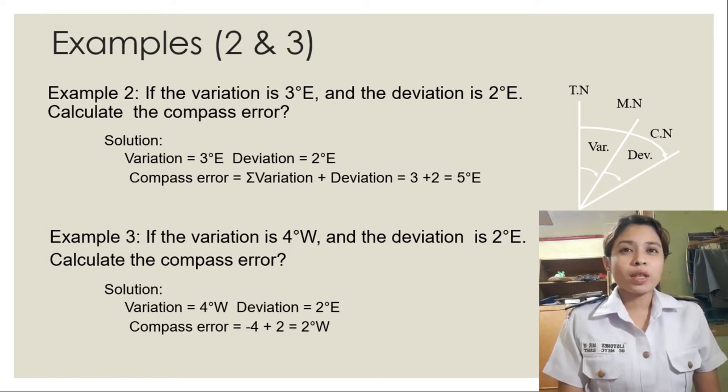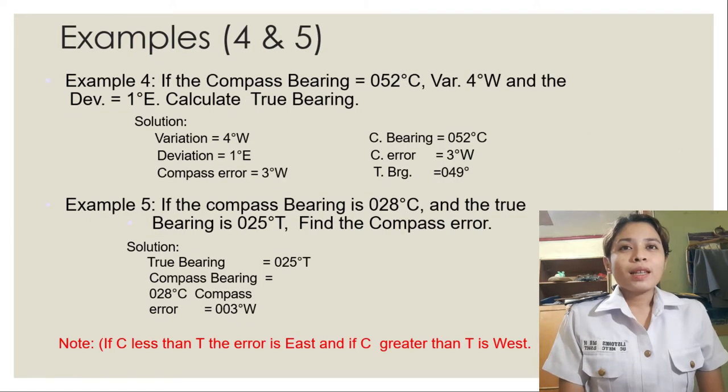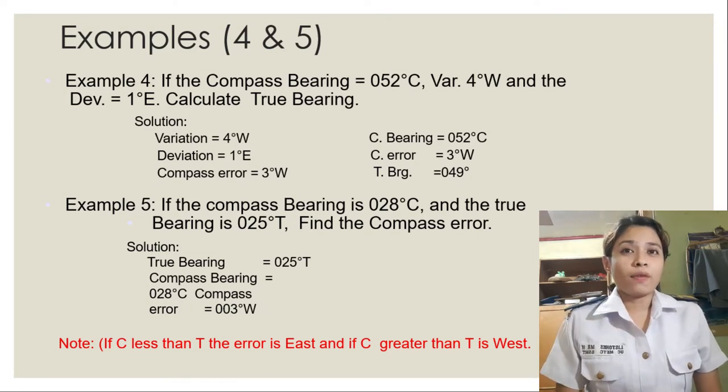But there is no such thing as negative in the compass. So we make it 2 degrees, but it is from the west. Our compass error is equal to 2 degrees west. Next is the example for number 4 and number 5.